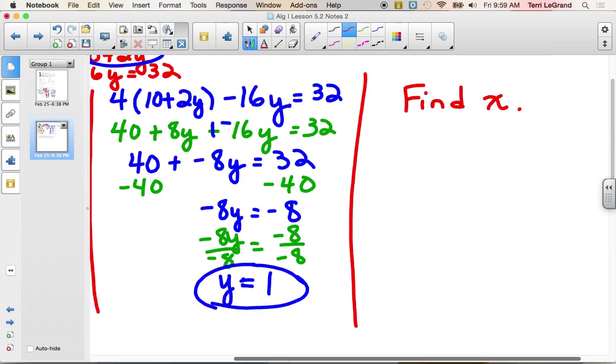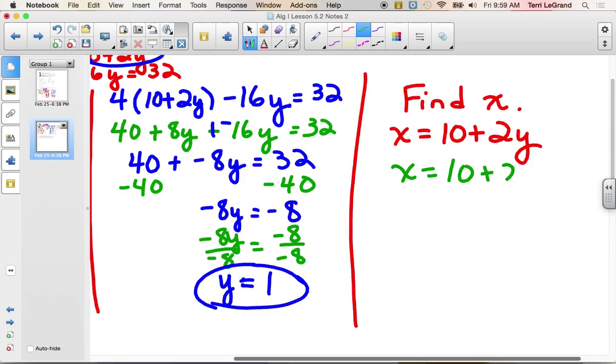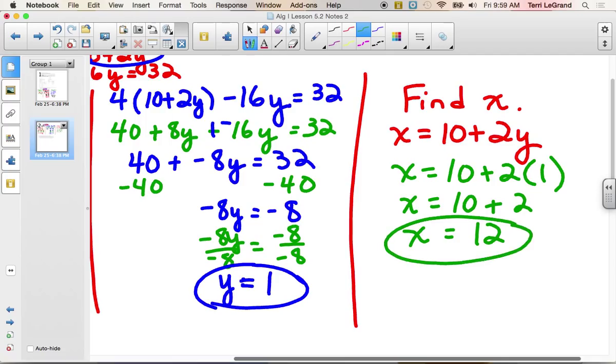And we're going to go with our new named equation, which is x equals 10 plus 2y. So x equals 10 plus 2 times positive 1. And x equals 10 plus 2. x equals 12. So our solution is ordered pair 12, 1.